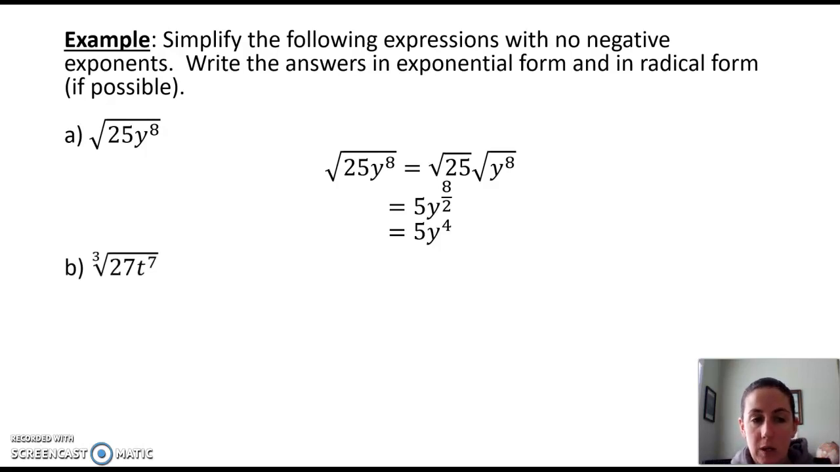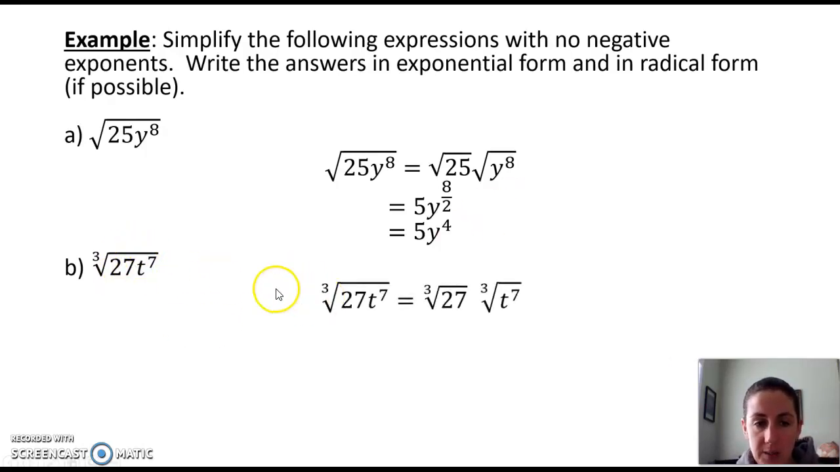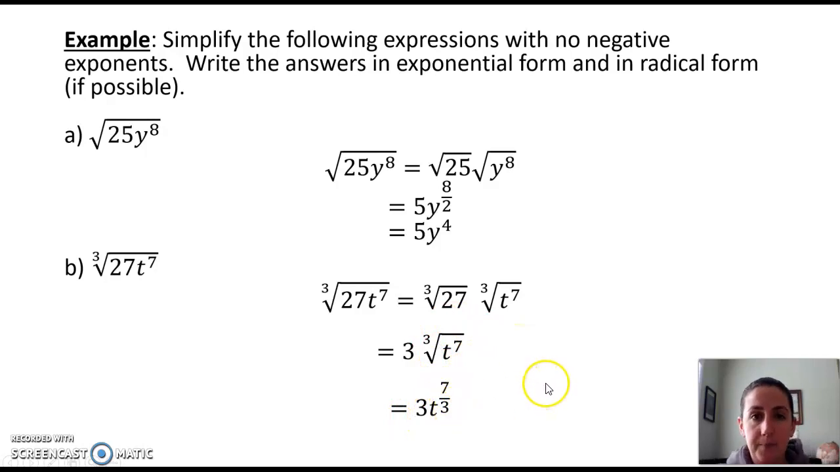The cube root of 27t to the 7th. So again, we don't have addition or subtraction. I can distribute that exponent or that radical and take the cube root of 27 and the cube root of t to the 7th. So here the cube root of 27 is 3. So here in radical form will be 3 times the cube root of t to the 7th. To write that in fraction exponent form, that will be 3t to the 7 over 3.